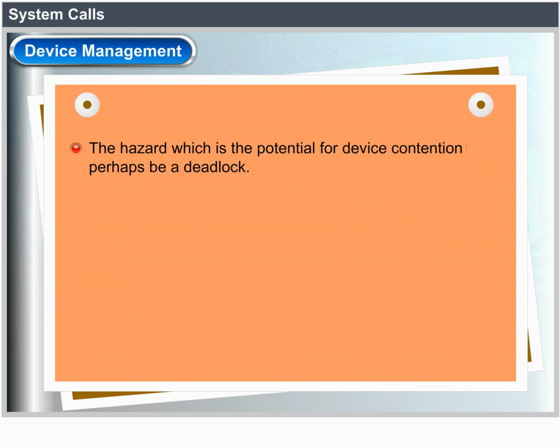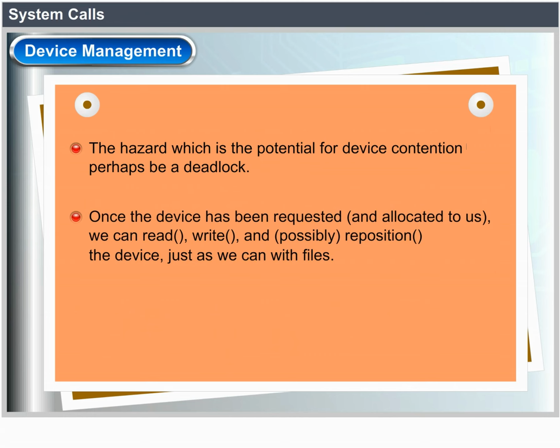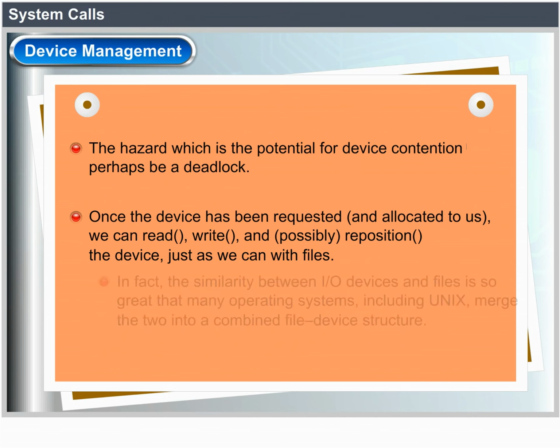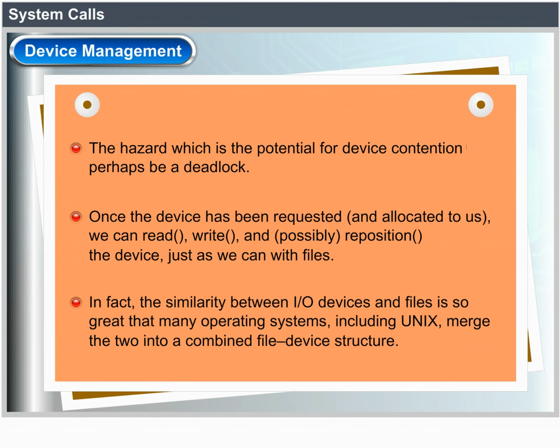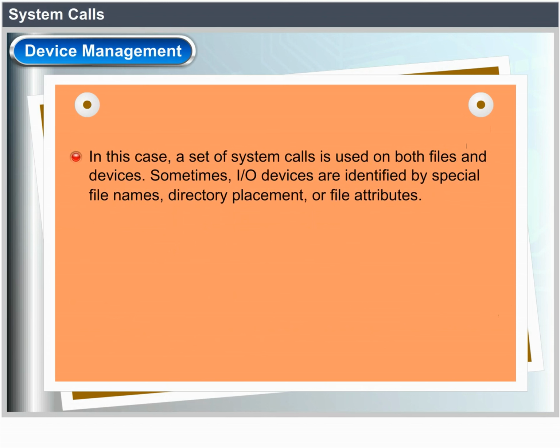Once the device has been requested and allocated to us, we can read(), write(), and possibly reposition() the device just as we can with files. In fact, the similarity between input-output devices and files is so great that many operating systems, including Unix, merge the two into a combined file-device structure. In this case, a set of system calls is used on both files and devices.